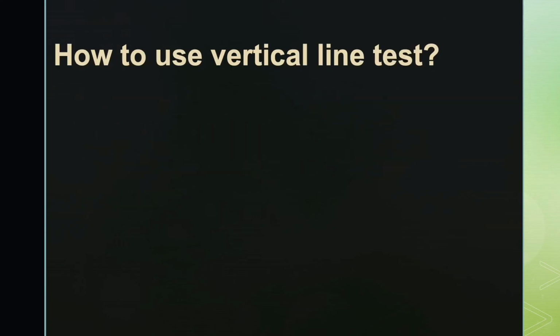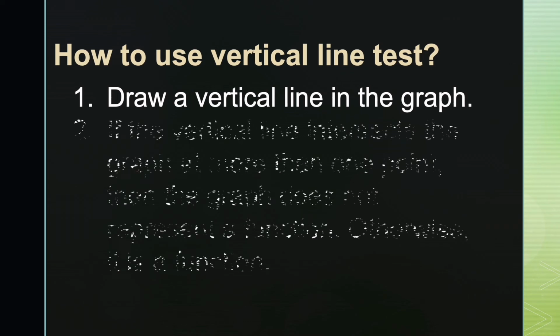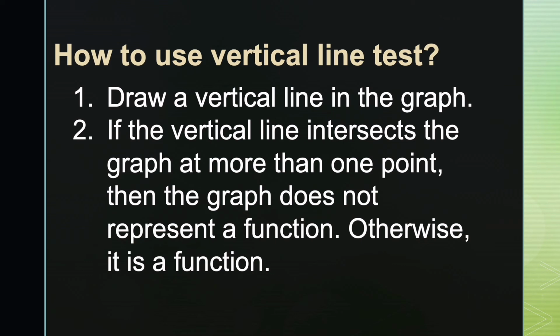How to use the vertical line test? First, draw a vertical line in the graph. Second, if the vertical line intersects the graph at more than one point, then the graph does not represent a function. Otherwise, it is a function. Note, all possible positions of the vertical line must be considered.